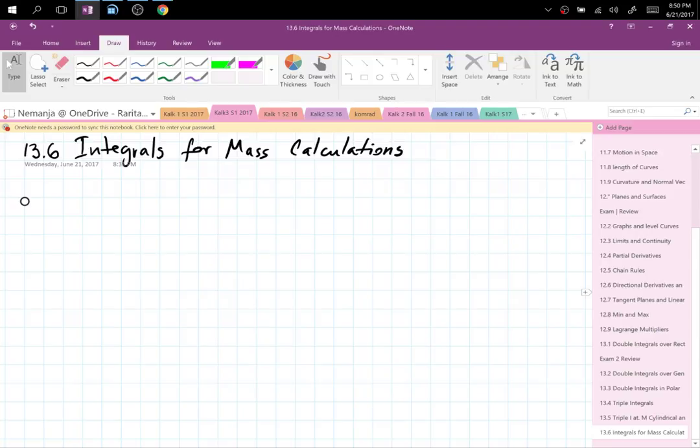Integrals for mass calculation. We'll have to go and talk about these integrals now. So, first part, this is a three-part lecture. We have to find the center of mass for a very thin but long rod, which could be of varying density.